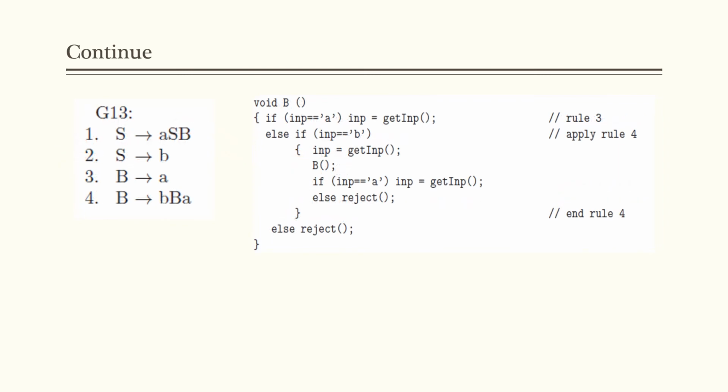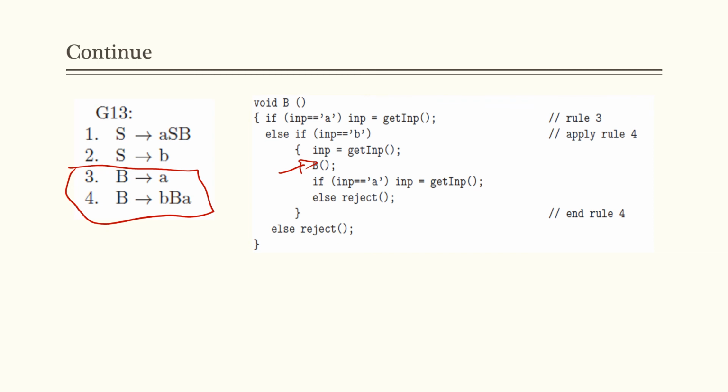Okay, now we want to look into B, because I said each non-terminal must have its own method. So now we look into the method for B. For B, there are two rules as well. If the input is A, then we read the input. Else if the input is B, then you need to read the input, and then you need to do method B. Then if the input is A again, after you have done method B, get the input. Otherwise, it will be rejected.